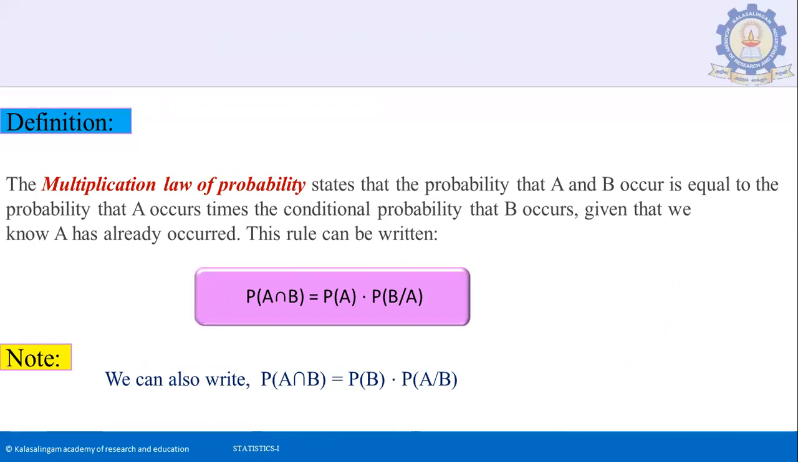Definition. The multiplication law of probability states that the probability that A and B occur is equal to the probability that A occurs times the conditional probability that B occurs, given that we know A has already occurred. This rule can be written as probability of A intersection B equals P of A times P of B given A. Also, we can write probability of A intersection B is equal to P of B times P of A given B.